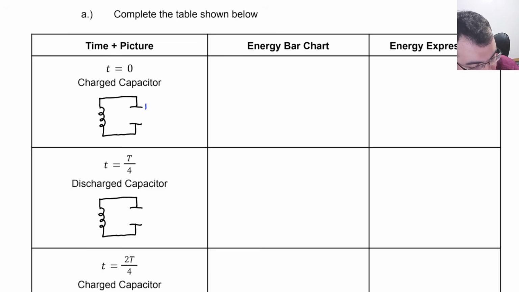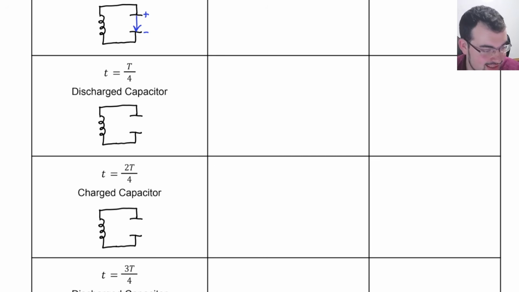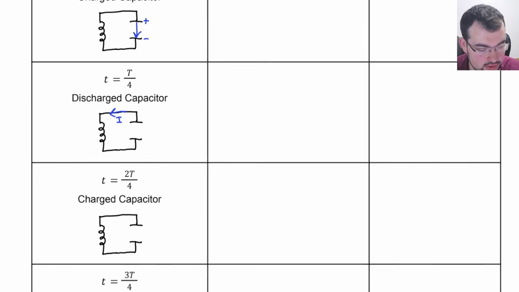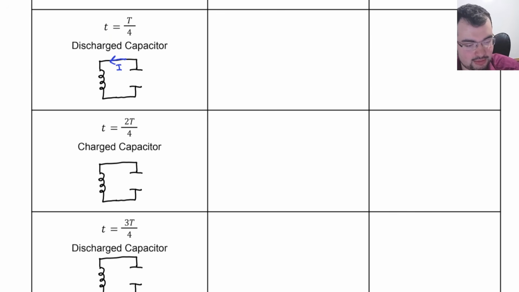So first, the capacitor is charged and there's no current. So that means we have an E field between the plates. Then we have a discharged capacitor, which means the positive charges would have left the plate to go this way. So we have a current, but no charge. Then this charge is going to wrap around, and the positives are going to hit the other plate now.